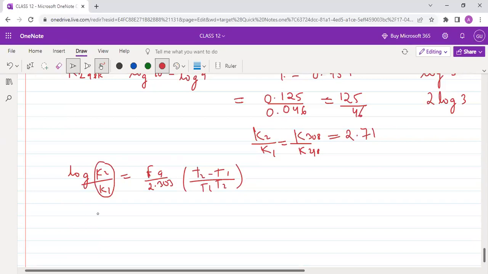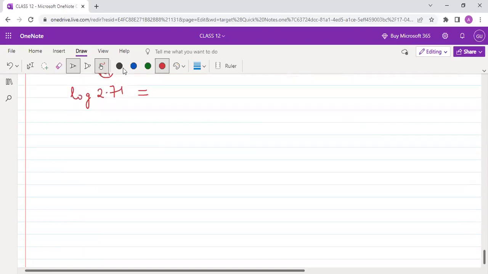Log 2.71. We'll substitute the value of R. We'll substitute the value of temperatures and then you'll get the answer for activation energy. Understood? Okay. Now, what about question number 30?